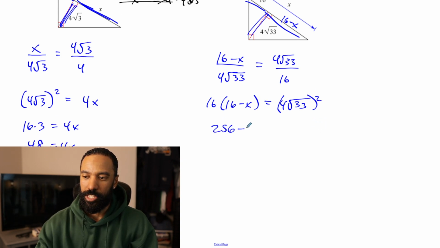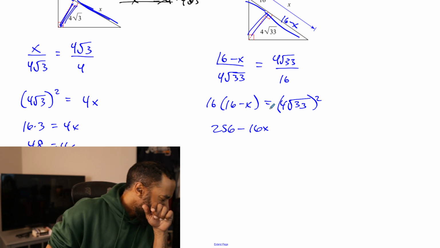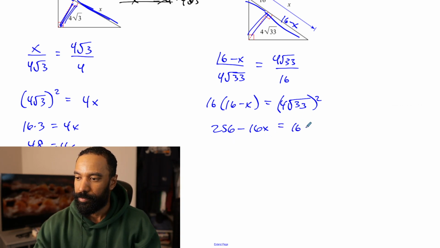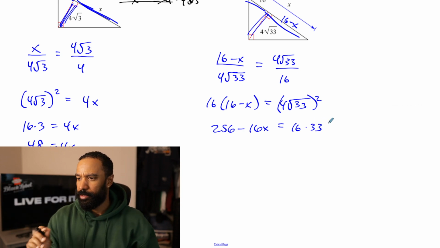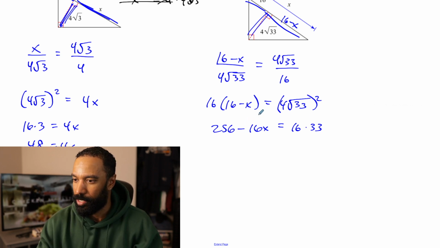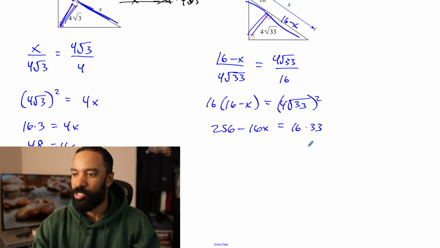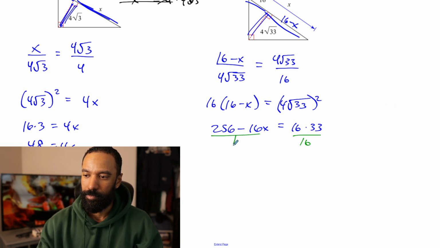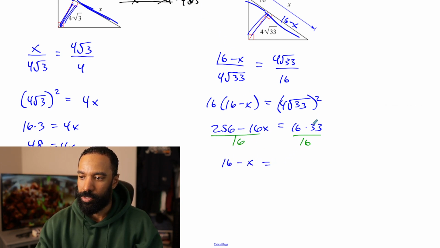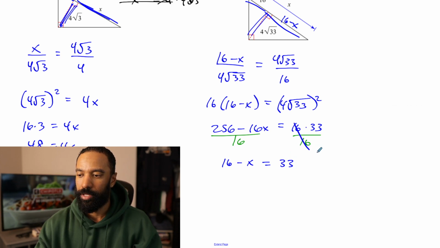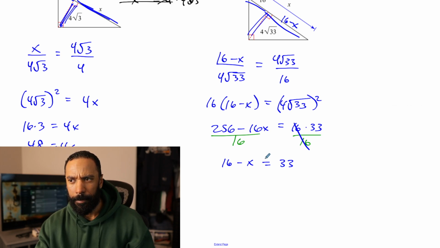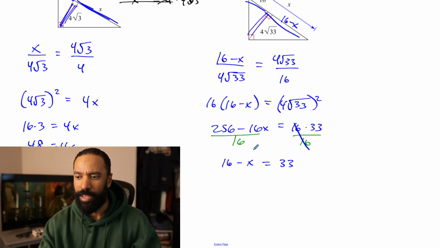That's 256 minus 16x. Excuse me, I may have to use a calculator here. 16 times 33 is over here. I can divide everything by 16, actually. That would actually make things easier. I probably will. Let's divide everything by 16. And you get 16 minus x equals 1 times 33, so 33. Add x to both sides, subtract 33. Is that a negative number? I guess so. It's going to be a longer value.